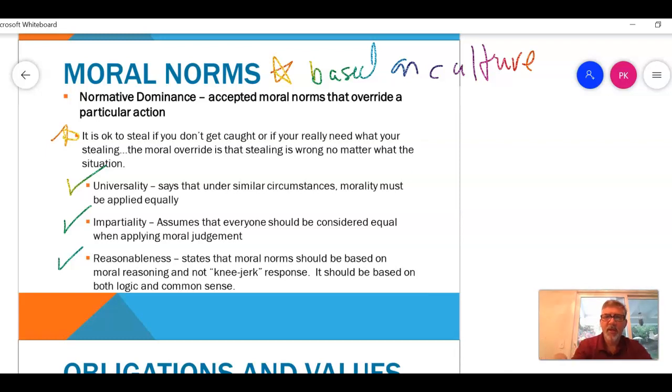So this whole application of this is really called laws. Laws are the application of ethics, the application of deontological ethics is what they are. And they should be applied universally within our culture, impartially within our culture, and reasonably within our culture. But they're not always that way.